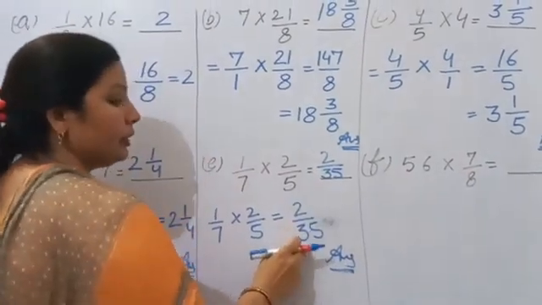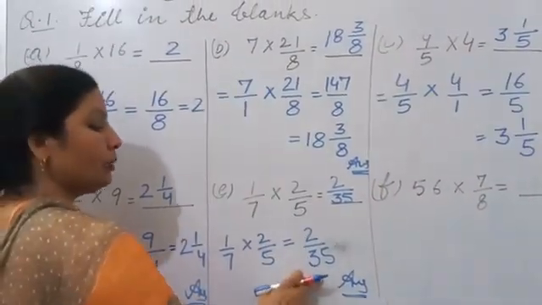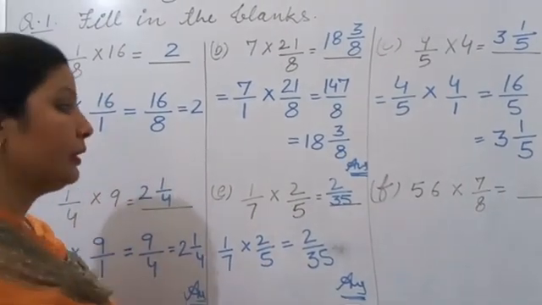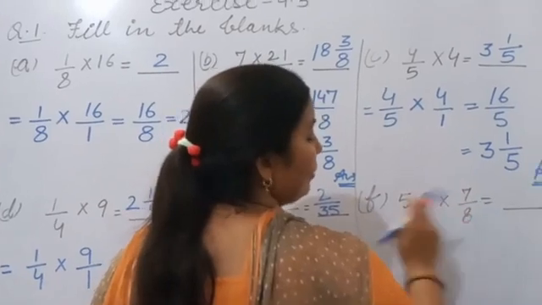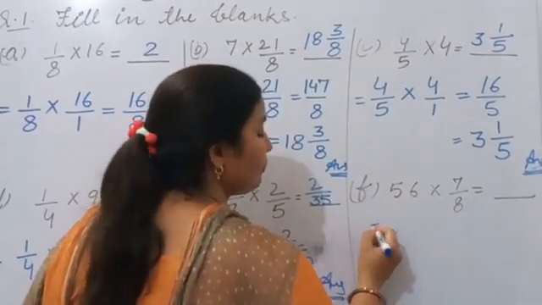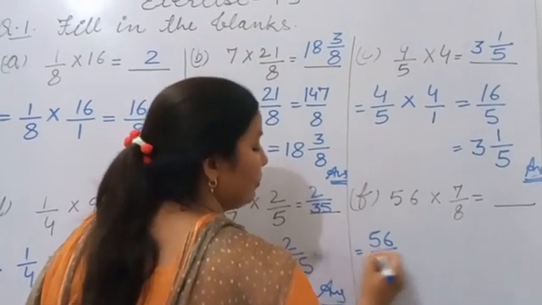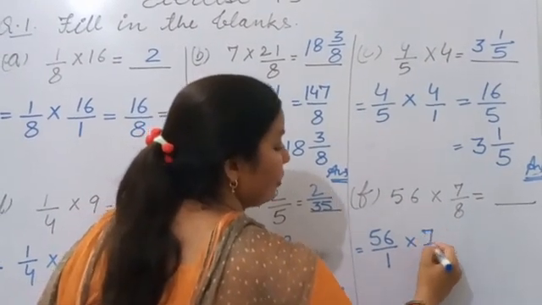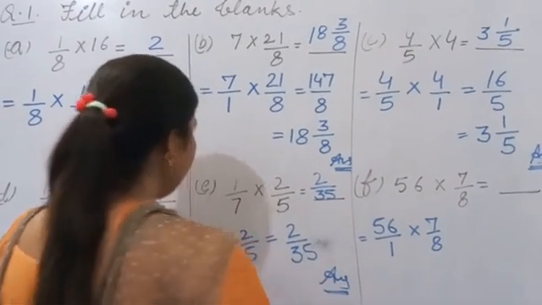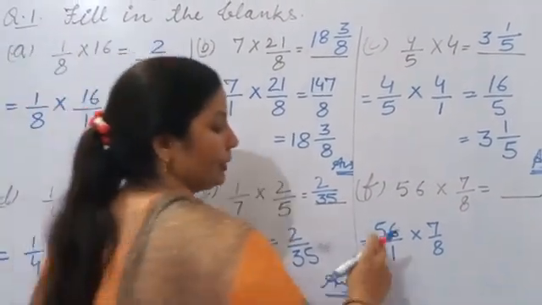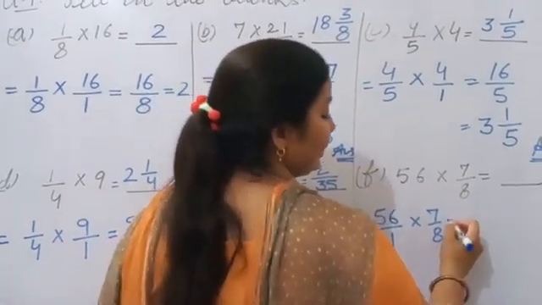If it comes, then we take this. If a number in the table and the denominator come, we divide. Now next is 56 multiply by 7 upon 8. In 56 we don't have a denominator, so 56 upon 1 multiply by 7 upon 8. Now numerator multiply by numerator and denominator multiply by denominator. Now 56 multiply by 7 and 1 multiply by 8.